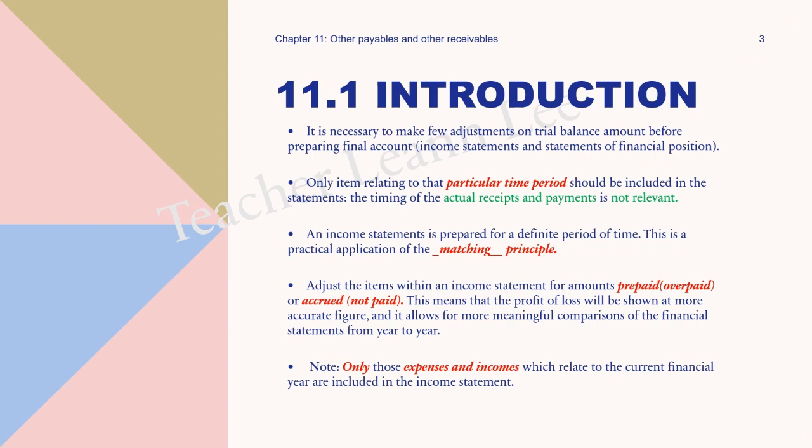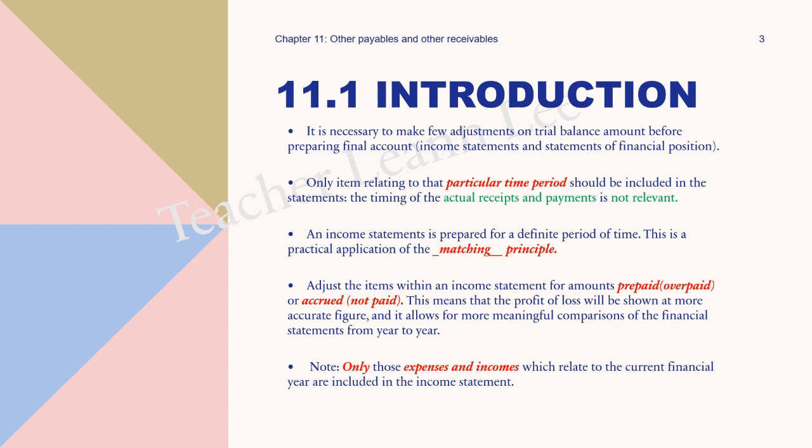It is very important to have adjustments for accruals and prepayments. So what is the meaning of other payables and other receivables? As stated here, it is necessary to make a few adjustments on the trial balance amount before you prepare the final accounts, which are transferred to your income statement and the statement of financial position, SOFP we call it in short. So why would we need to do all this adjustment?